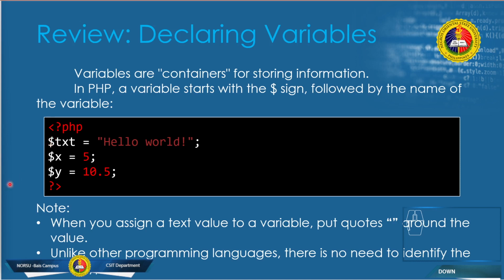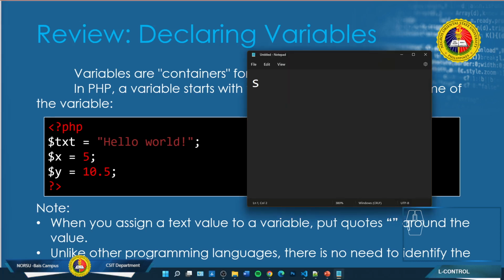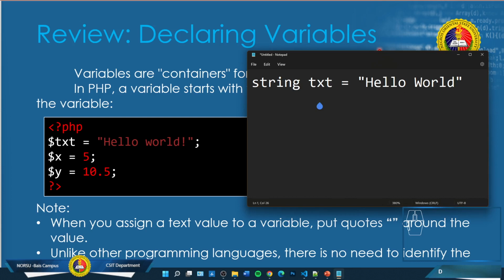If you remember, if we are using C++, how are we going to write this variable in C++? For example, the first one. You can remember it should be like this: string text equals hello world, right? Is this how we write it in C++? We start with the data type, then the variable name, and then the value.